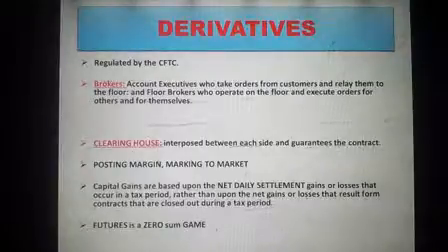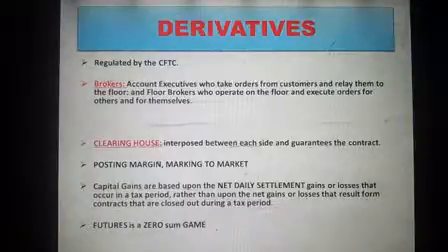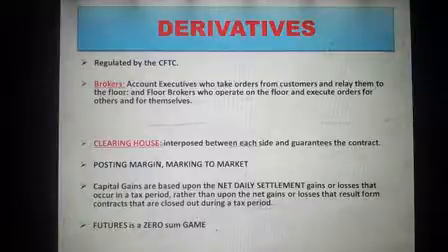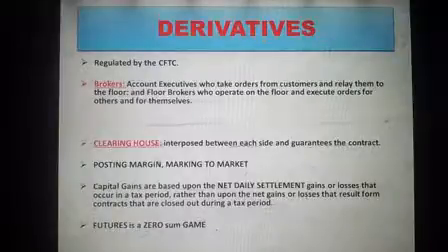Posting margin, marking to the market. You have capital gains. These are based upon the net daily settlement gains or losses that occur in a tax period rather than upon the net gains or losses that result from contracts that are closed out during a tax period. Futures is a zero-sum game. Important key point. Make a note of it.